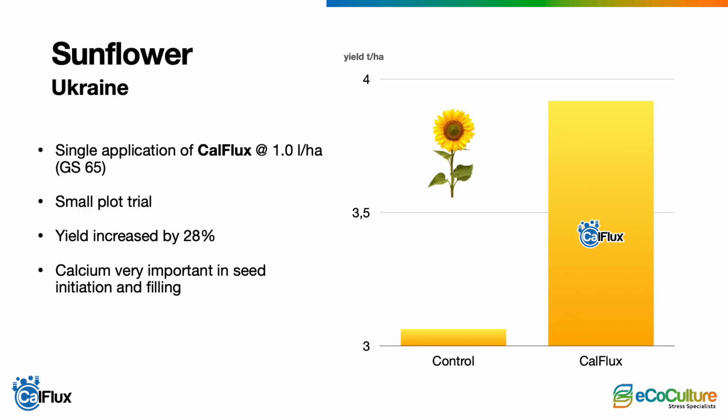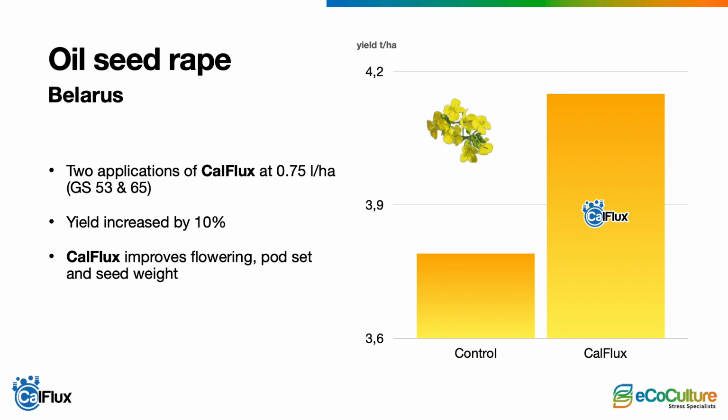Sunflower, Ukraine: a single application of Calflux at 1 liter per hectare. In a small plot trial, yield increased by 28%. Calcium is very important in seed initiation and filling. Oilseed rape, Belarus: 2 applications of Calflux at 0.75 liters per hectare. Yield increased by 10%. Calflux improves flowering, pod set and seed weight.